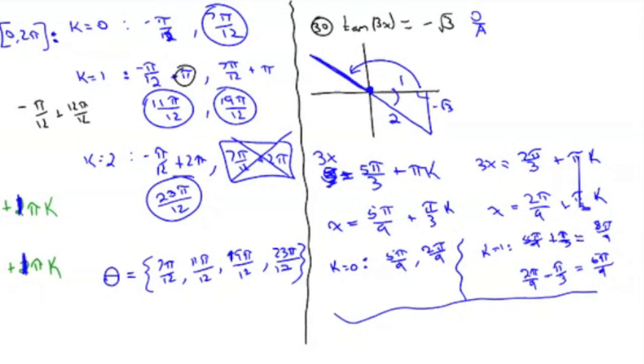K equals 2. 5 pi over 9 plus 2 pi over 3. So that becomes 6 pi plus 5 pi is 11 pi, 11 pi over 9. So this one is 11 pi over 9.